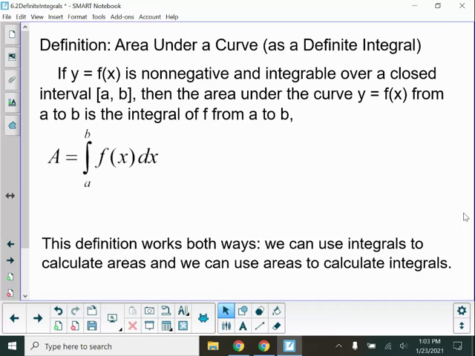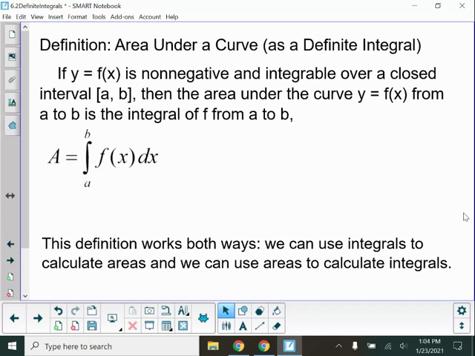So that brings us to another definition. You notice there's a lot of setup in this section, and this is mainly because this is really getting us into some of the setup with the integral. So really setting up what the integral means, why is it important. So if y equals f of x is non-negative and integrable over a closed interval a to b, then the area under the curve y equals f of x from a to b is the integral of f from a to b. So the whole reason why we do definite integrals is to find the area under the curve.